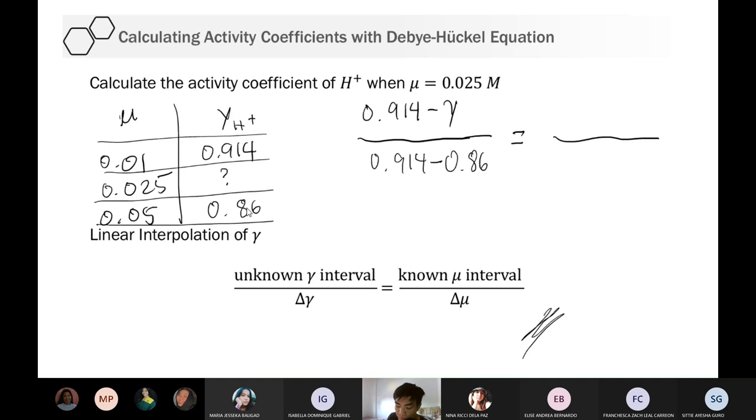Okay, so ganun din sa mu. So ano yung known mu interval? So di ba dito ginawa natin this minus this, no? 0.914 minus question mark or minus the gamma unknown. So, sa mu, ganun din gagawin natin. 0.01 minus the corresponding mu na hinahanap natin. Okay. So, kailangan ito, pati ito, nasa same row dapat sila, ha? So, highest minus the question mark, highest minus the hinahanap. Okay. So, yun yung nasa numerator. Then yung nasa denominator, yung highest minus lowest. No? Okay, for the delta mu, that's the highest minus the lowest.